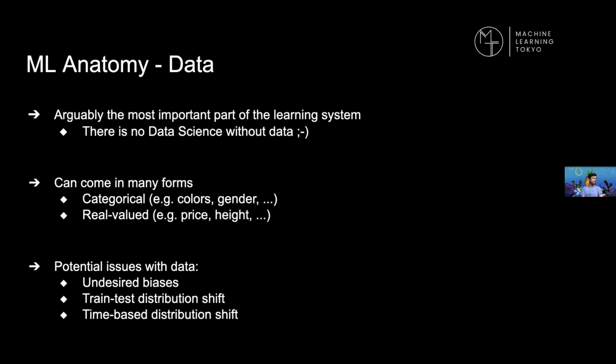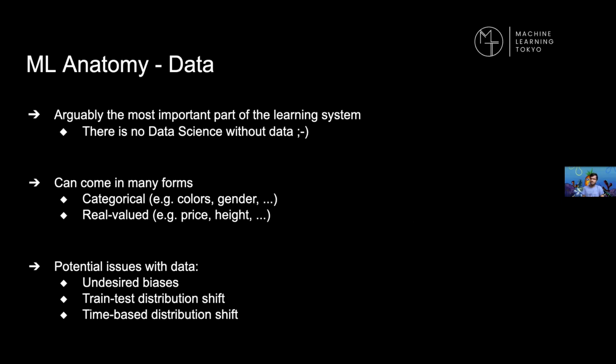All right. So yeah, data. It's the most important part of a machine learning system. There is no data science without data. You definitely need data to actually do something. It can come in many different forms. Here are just two forms written here. One is categorical. So for example, you have different colors which you want to identify, different genders, or different classes, for example, cats and dogs.